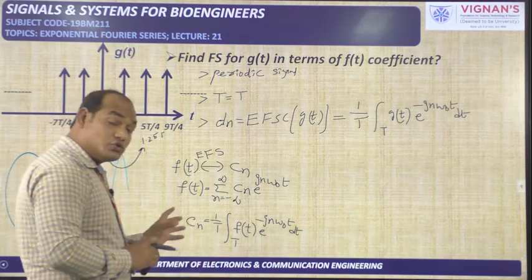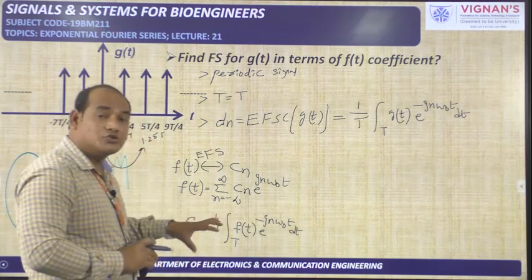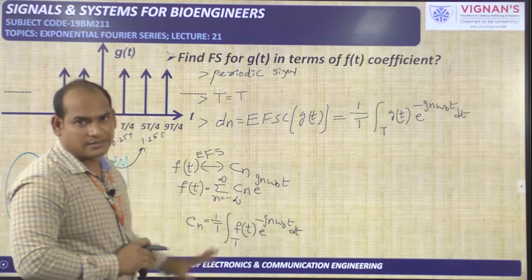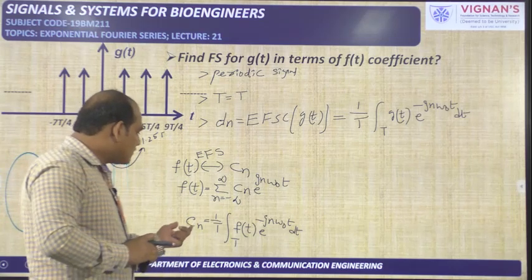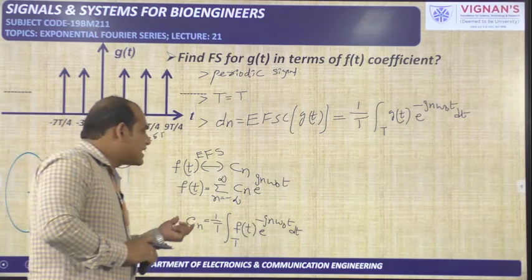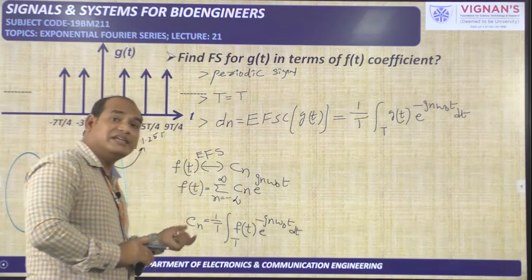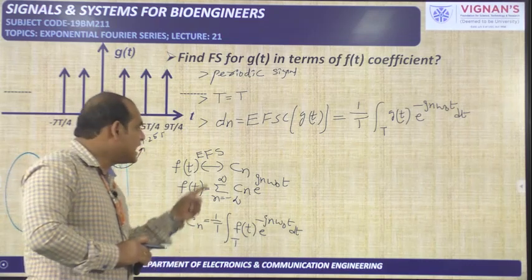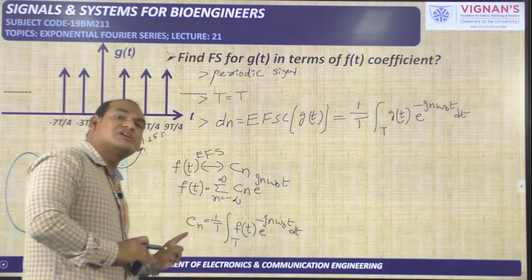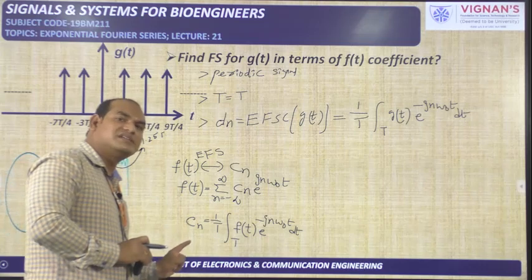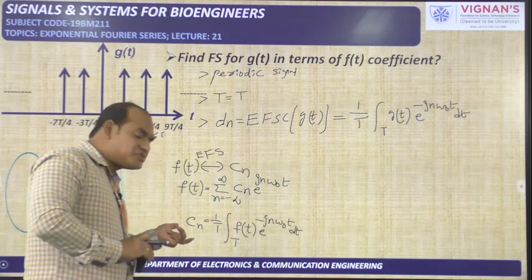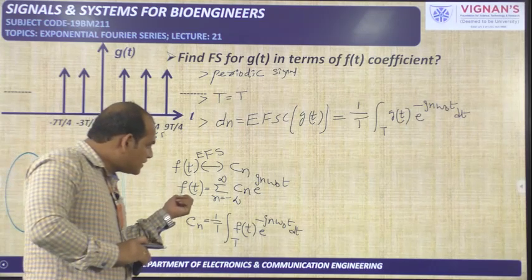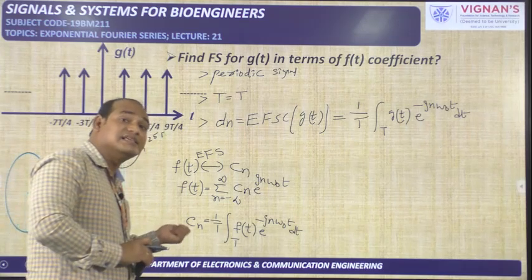So you should not always just remember this formula. You should remember how the formula was written. That is a very important thing. Here you see what Cn is. Cn is specifically written for f(t), but in words, it is the exponential Fourier series coefficient of the signal f(t). Like that you have to memorize this. The exponential Fourier series coefficient of f(t) is represented as Cn here.